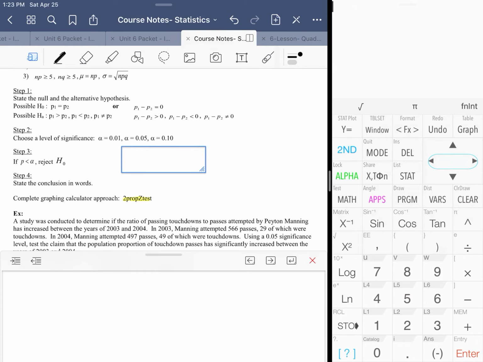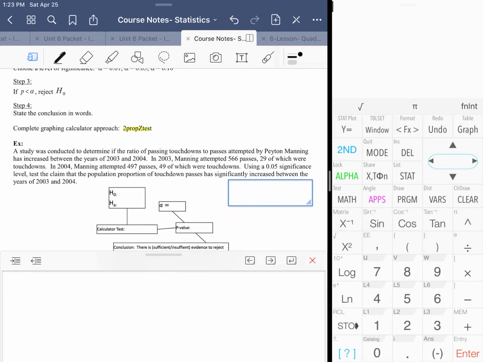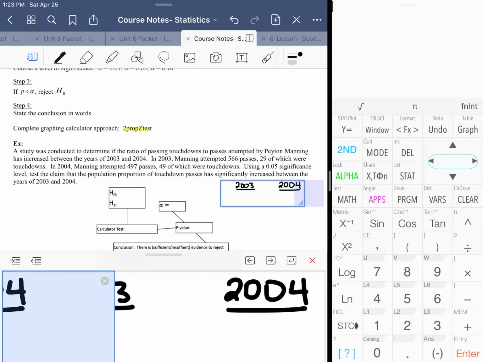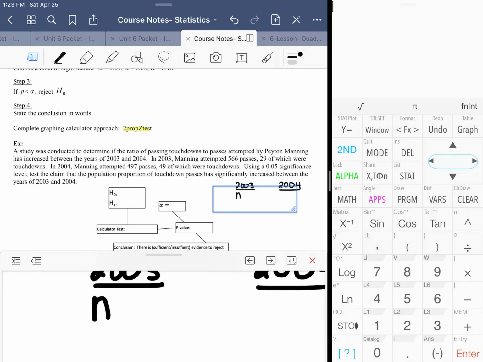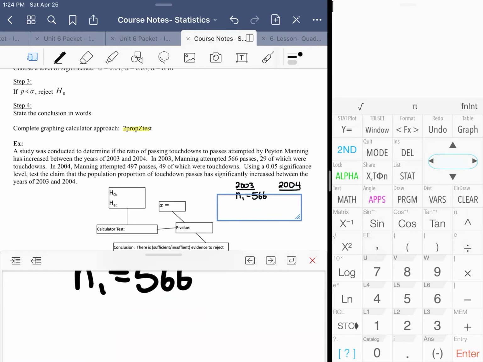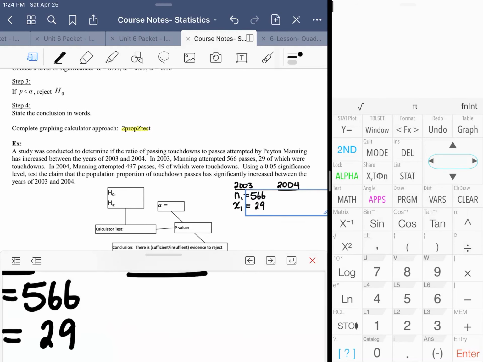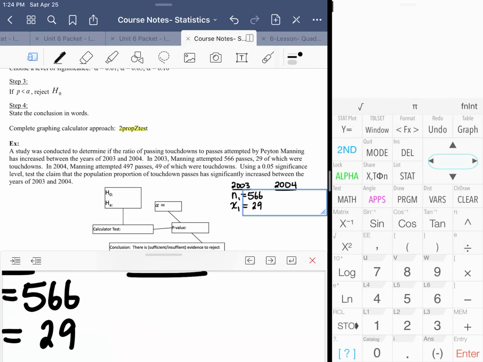All right, so what I'm going to do, just like what I've been doing all along, is take note of the relevant pieces of information here. So we have two groups. We have 2003 and we have 2004. In 2003, that's my first group, we had 566 passes, 29 successes. You don't have to know what a touchdown is in order to get the idea that we're defining that as being a success.